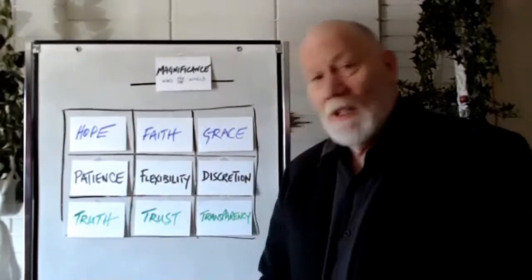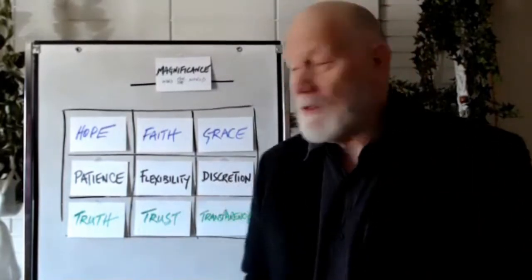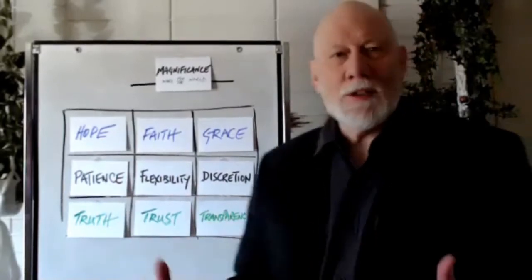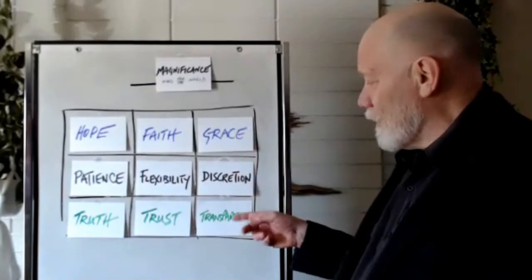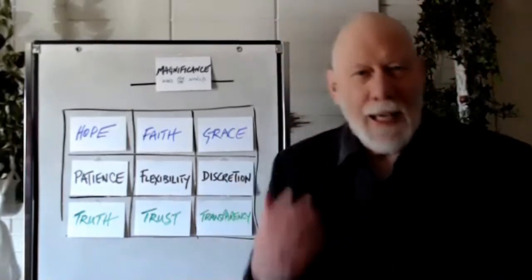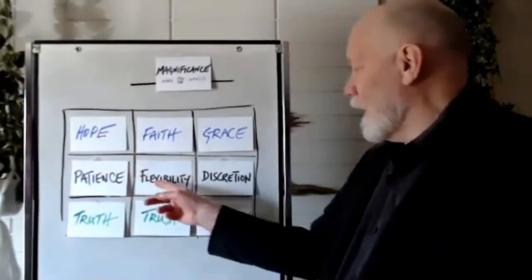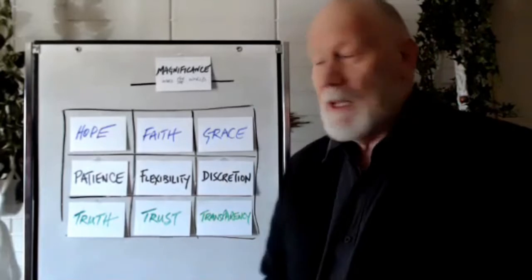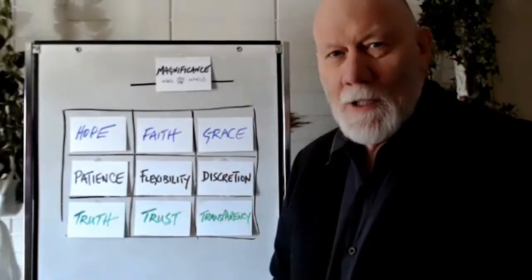Now, what becomes really interesting here is I could then start to think about this from other angles. So hope, patience, truth, what might that bring to the surface? What would happen if I did grace, discretion, and transparency? What would happen for me? And if I took hope, flexibility, transparency, what might that stimulate for me? And truth, flexibility, and grace, what might happen for me there?